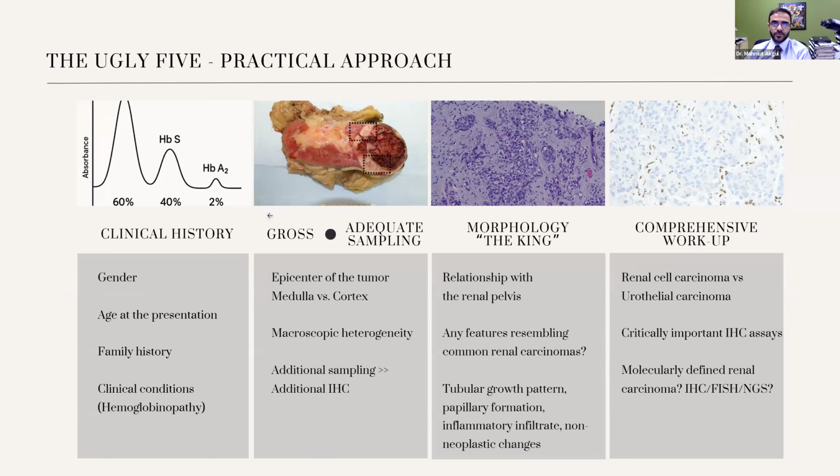Gross and adequate sampling again should be present in any kidney tumor diagnostics. And one of the important things in this particular context is the epicenter of the tumor. Medullary-based renal carcinomas are the prototypical high-grade infiltrative tumors, arising from the renal medulla, whereas most of the other kidney tumors arise from the renal cortex. Macroscopic heterogeneity is important, and should lead us to additional sampling in the specimen.